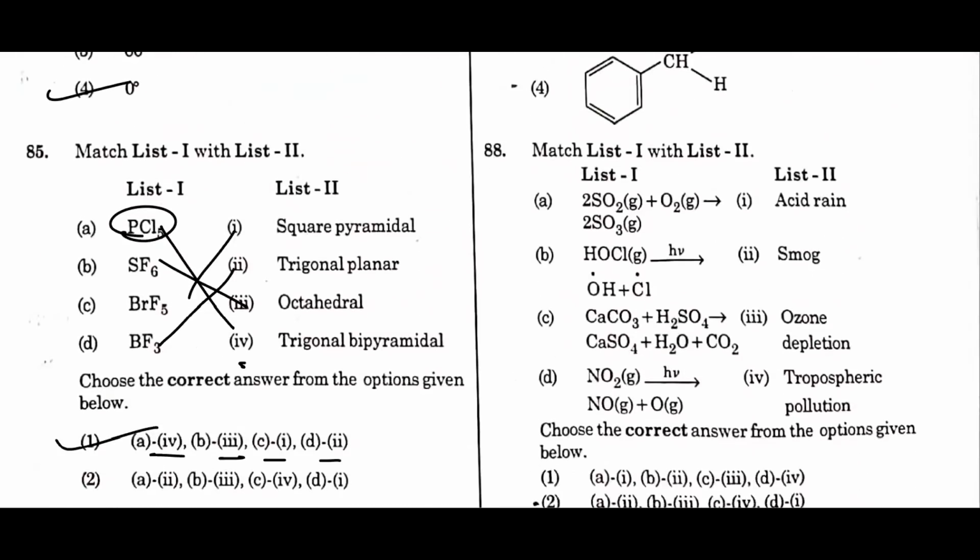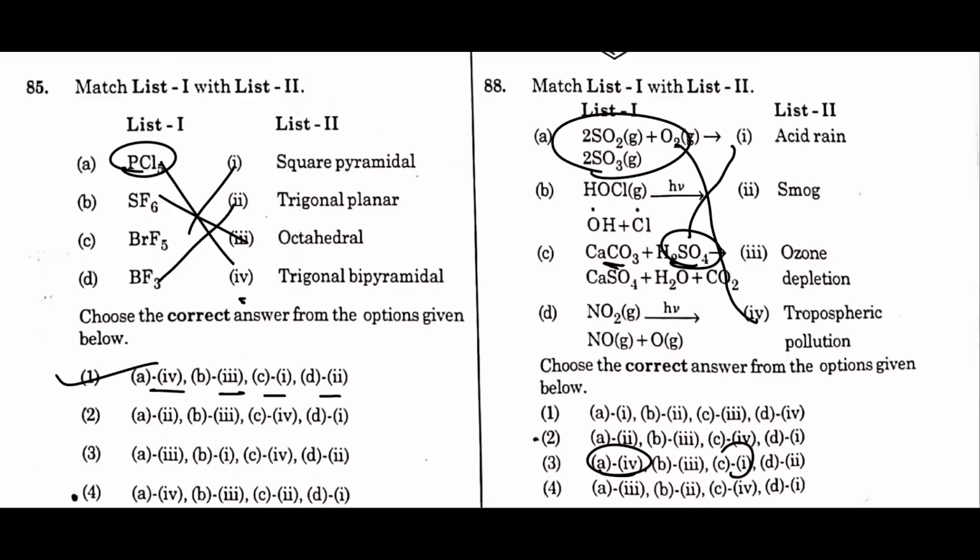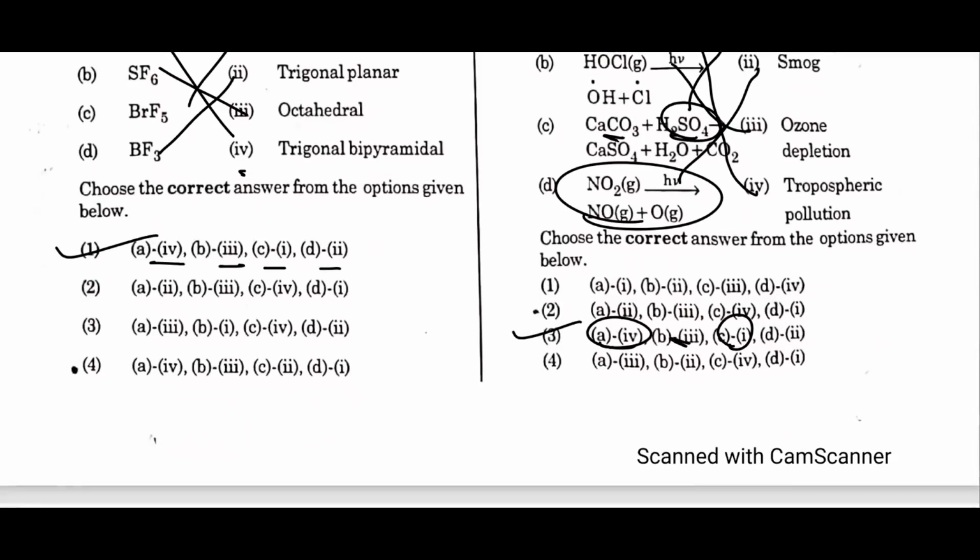SO2 plus O2 is a tropospheric pollution reaction, and you can see here CaCO3 plus H2SO4. This is an acid rain reaction, because whenever acid rain falls, the Taj Mahal, which is made of marble, reacts. Based upon these two, you can easily find it out. A is 4, correct, and C is 1, and B is HOCl, hν. This is ozone depletion, 3, and NO2 upon falling light gives NO and O2, this is smog. So option 3 is your correct answer.